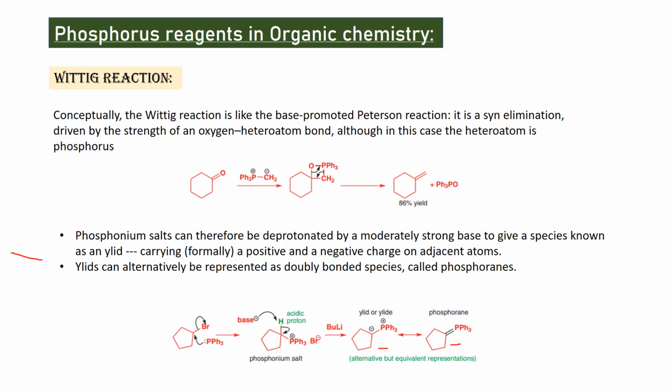So next application of phosphorus chemistry is the Wittig reaction. I think everyone knows about this. If you want to form a carbon-carbon double bond from a ketone, you can use this reaction. Conceptually, the Wittig reaction is like the base-promoted Peterson reaction. It is a syn elimination and driven by the strength of the oxygen-heteroatom bond.